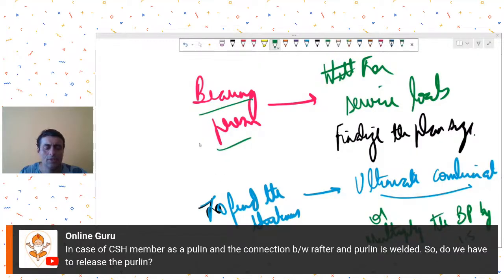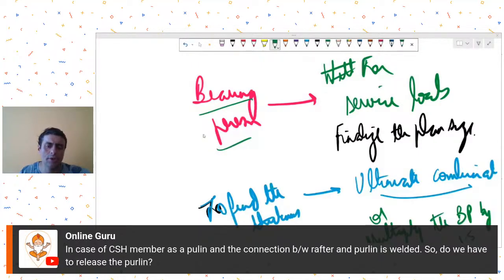Online Guru is asking, in case of CSH member. What is CSH member? Hollow section, I think. I'm assuming it's a hollow section. So in case of a hollow section member as a purlin, and the connection between rafter and purlin is welded, do we have to release the purlin? It depends on what type of welding and how the welding has been done between the rafter and purlin.